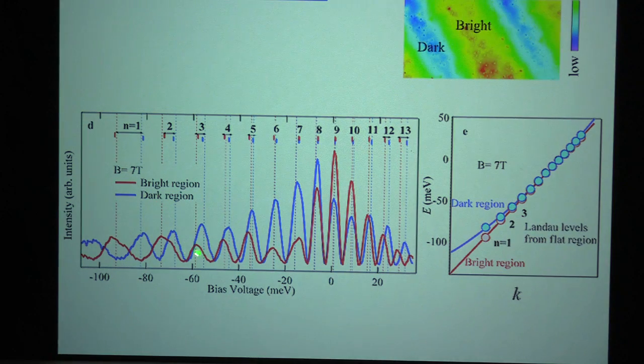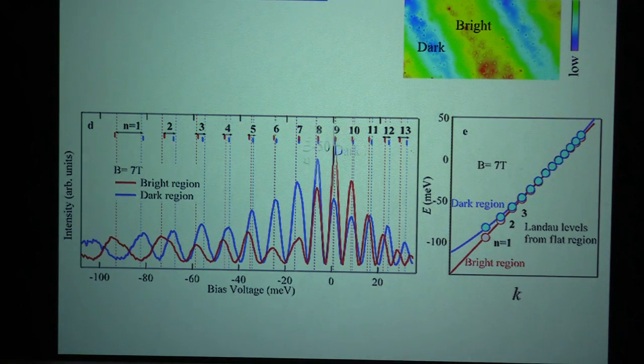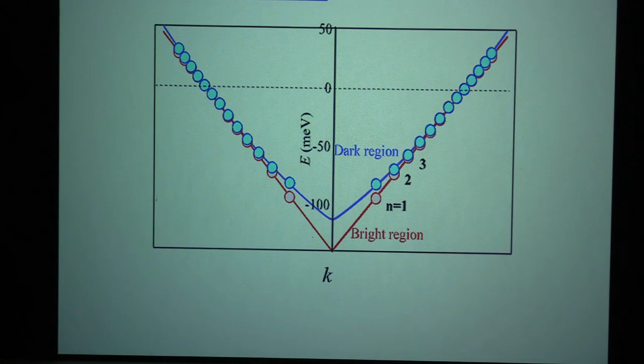And you can see this better here. Here's a spectrum in the dark region and a bright region. Bright region is red. You can see the peak positions are offset, and then they get homogeneous. Now if I were to plot what I would call the dispersion, it looks like in the dark regions, that is the troughs of the stripes, the dispersion is no longer linear.